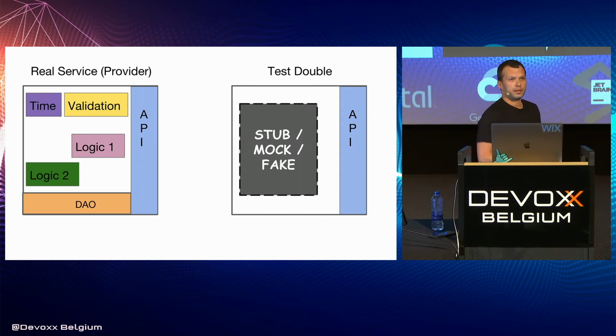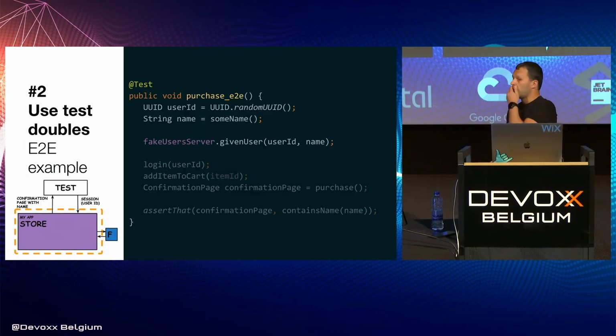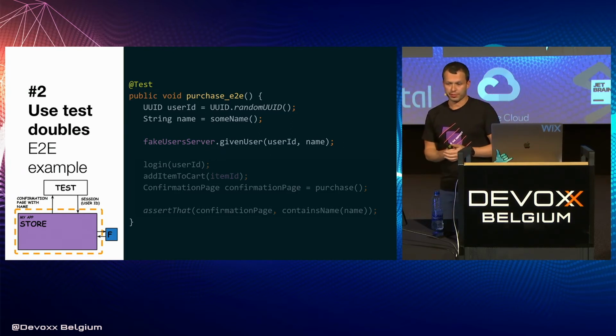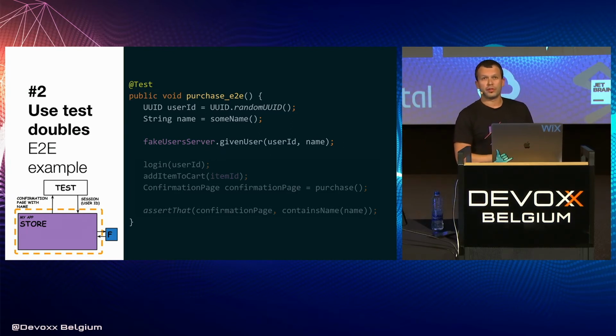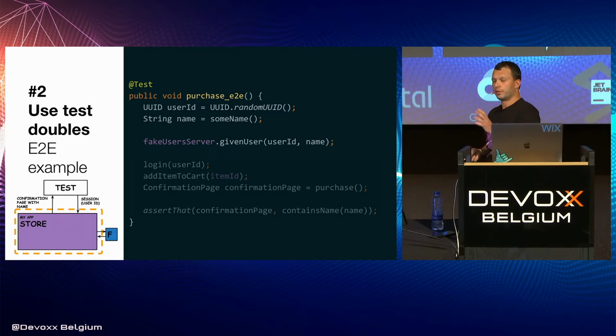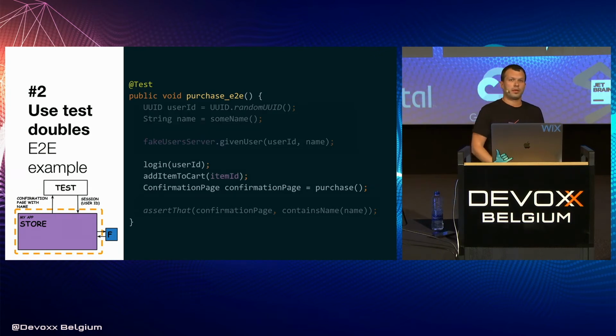Okay, let's look at some code. We'll have a Java example here. So here's a purchase flow end-to-end test. This is from the perspective of the consumer of the API, the store, of course. So we generate a random user ID, random name, and we set up the fake. We tell it, okay, you should know that when they ask you with this user ID, you should return this name. Then you're doing your flow.